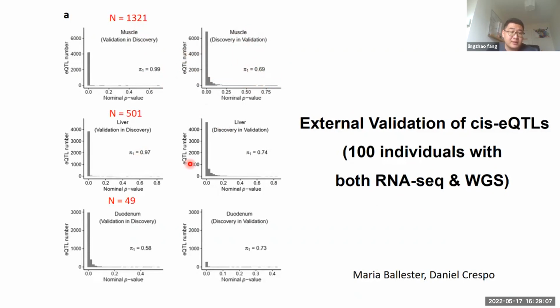The same trend in liver, but the opposite in intestine, because there we only have half the data size, like 100 individuals. So the replication is directly related to the sample size you have.